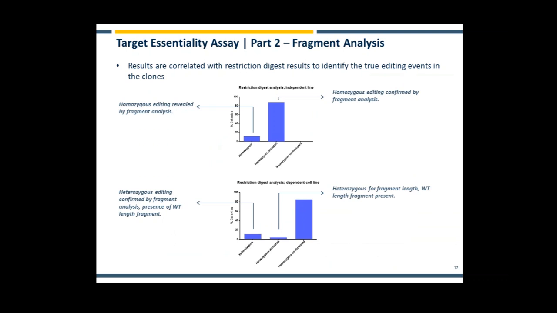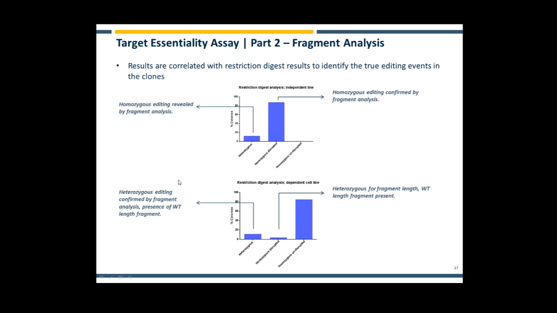So here are the results collated. In the independent line here at the top, the colonies that returned as having homozygous editing events by the restriction digest assay were actually confirmed as this by fragment analysis. And the colonies that were classed as heterozygous by restriction digest, when we looked at them by fragment analysis, we found that they were edited on all alleles. This means they may possess indels that have retained or reconstituted the restriction digest site.